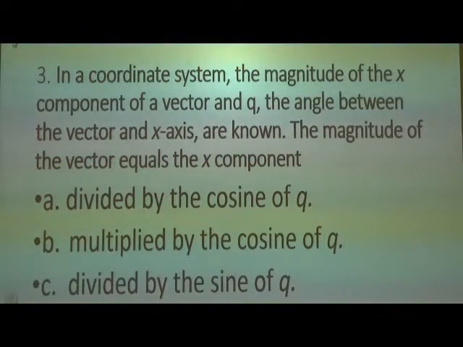In a coordinate system, the magnitude of the x component of a vector and the q, which is the angle between the vector and the x-axis, are known. The magnitude of the vector equals the x component, and you need to finish the sentence. So, I'll give you a hint here. This is the key word right here. They want you to find the magnitude of the vector, not the x-axis. They told you know the magnitude of the x component of the vector. So you don't have to find the x-axis. So you want to find the magnitude of the vector, which is the hypotenuse. So take a moment, see if you could figure it out.